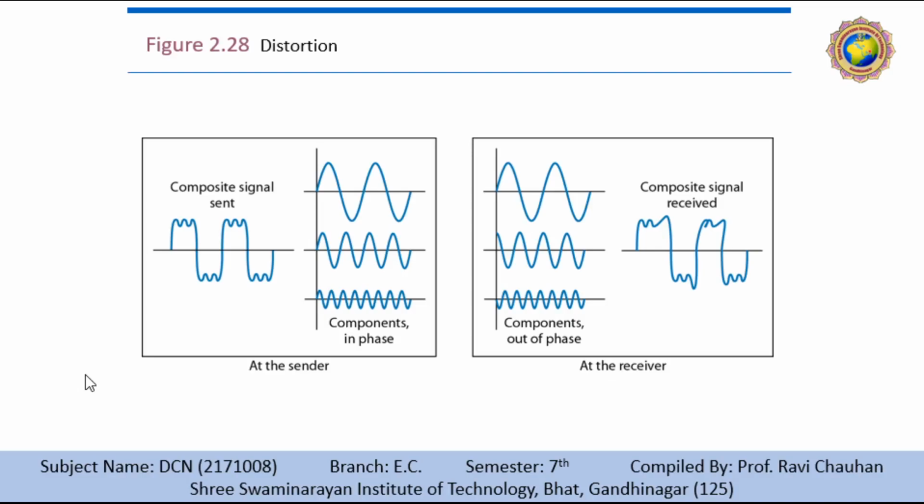The shape of the composite signal is therefore not the same, and our figure shows the effect of the distortion on the composite video signal. So a composite signal is sent, then the components of the phase are there, and at the receiver there is a slight change in the shape of the signal due to the distortion.